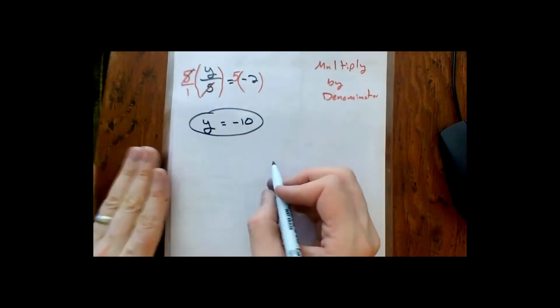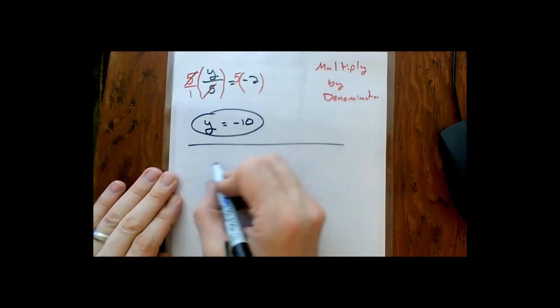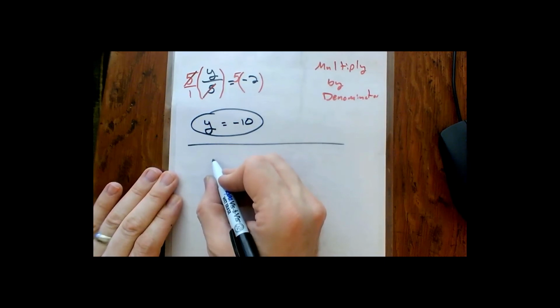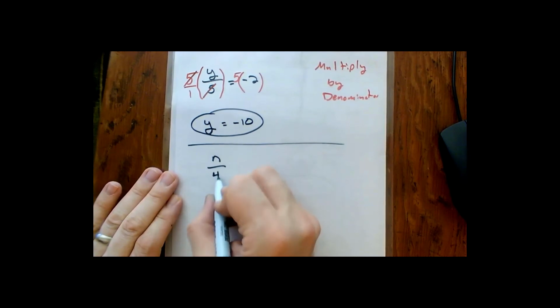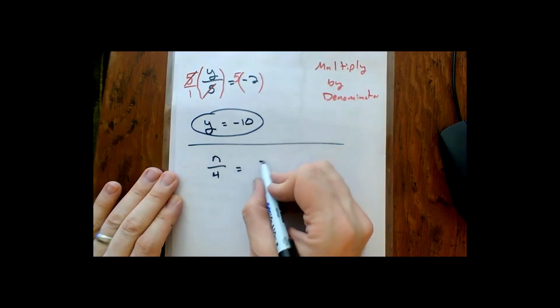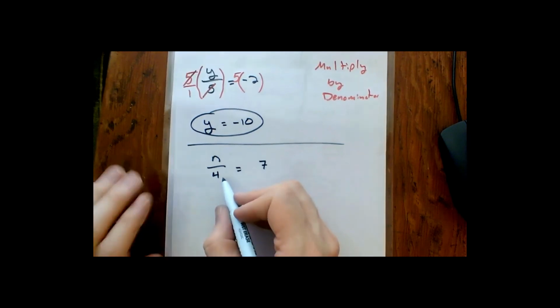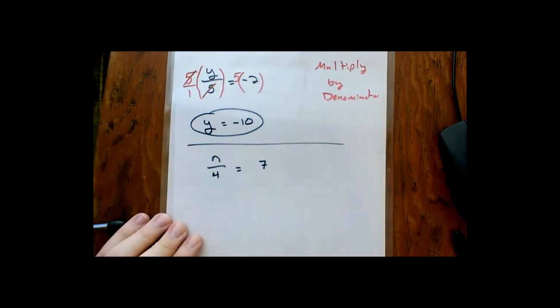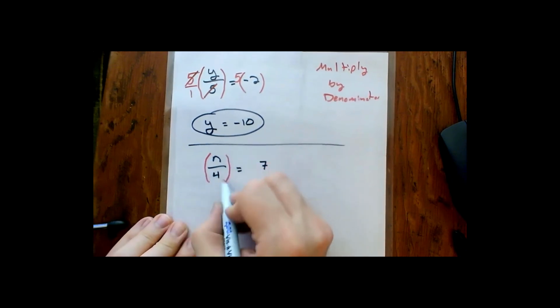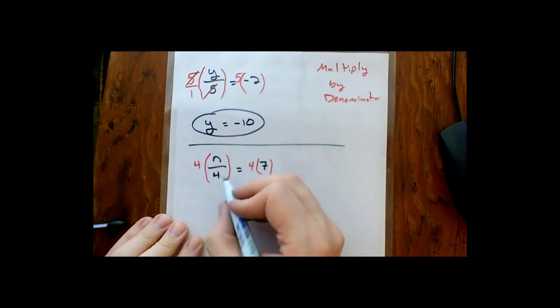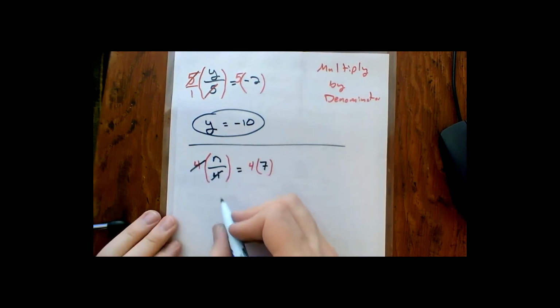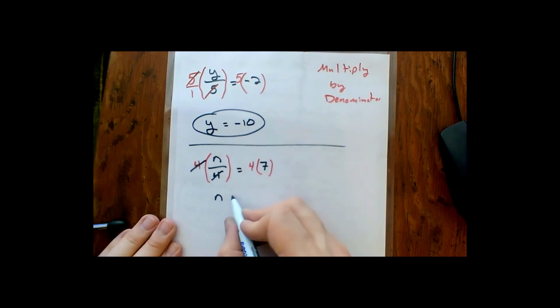And this works all the time. If I've got something like n over 4 is equal to 7, I could take both sides and multiply by that denominator. Multiply both sides by 4. And these are just going to cancel right out. I'll just be left with my variable here. 4 times 7 is 28.